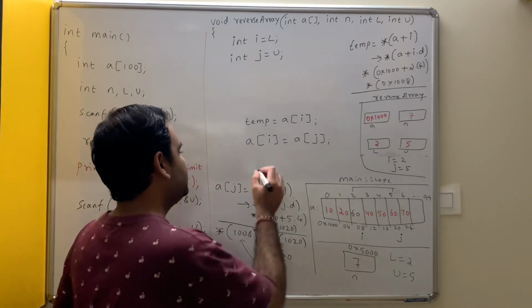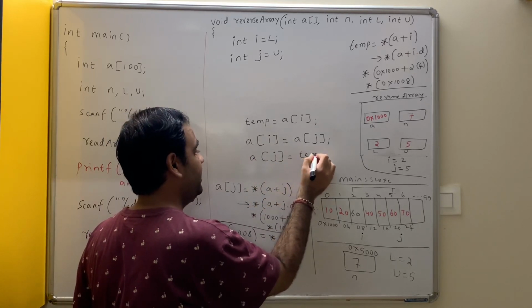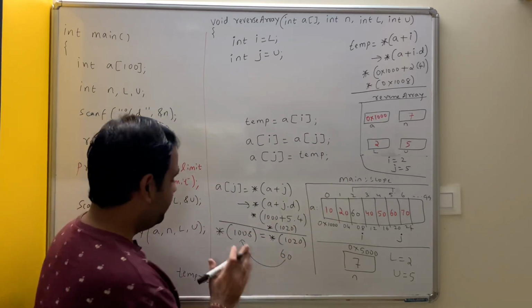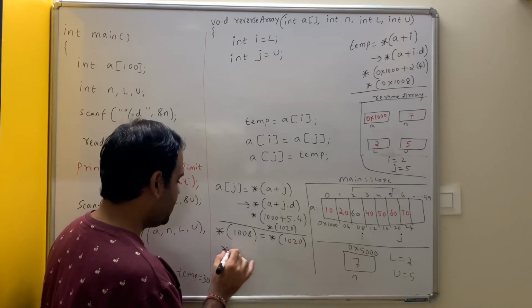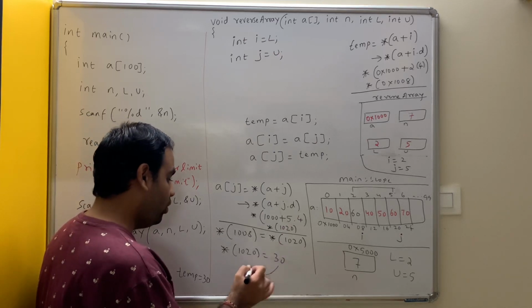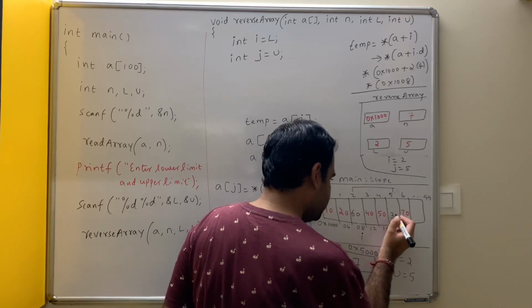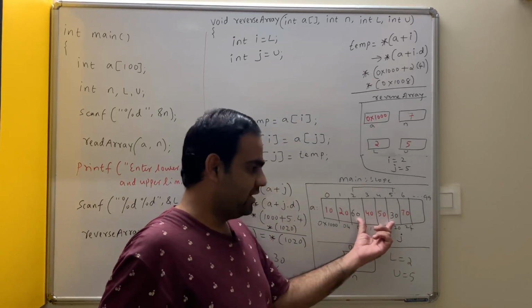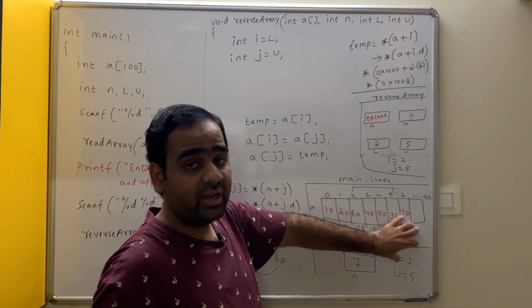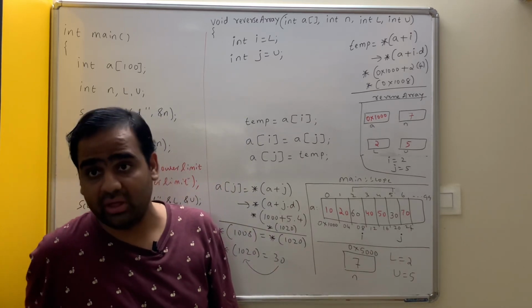Now, what is the last line? You know how to swap two numbers. You say a of j is equal to temp. Now just now I have calculated a of j. The value of a of j is 1020. It becomes star 1020 is equal to temp. What is the value of temp? 30. It means go to address 1020 and store 30. Now this is 1020 and you store 30. And you see that 60 and 30 are exchanged. We are in the reverse array function, but the modification is happening in the main scope because arrays are passed by reference. I hope you are getting it.